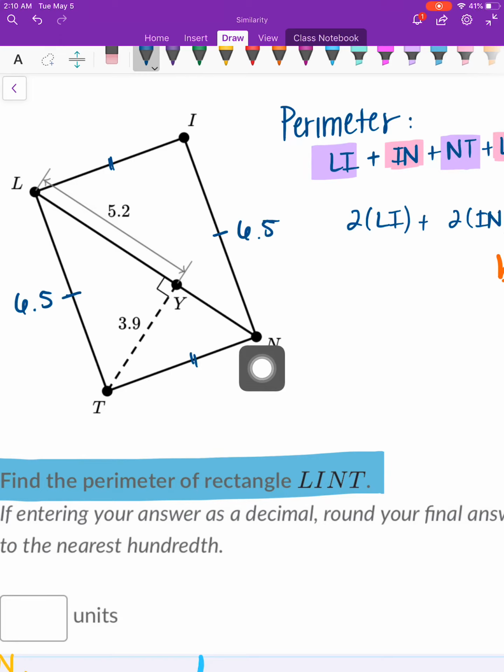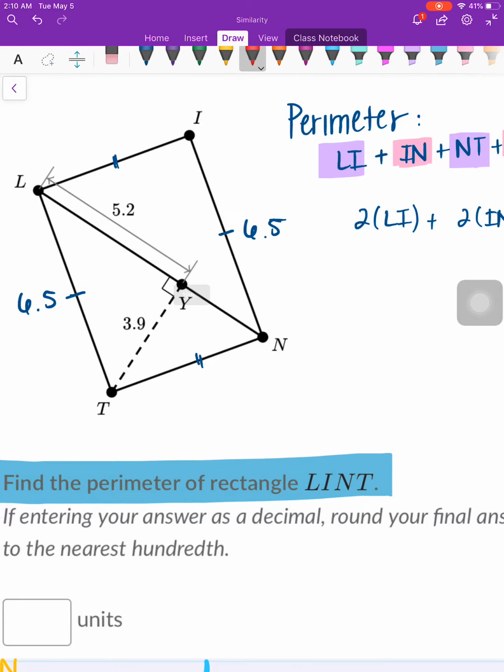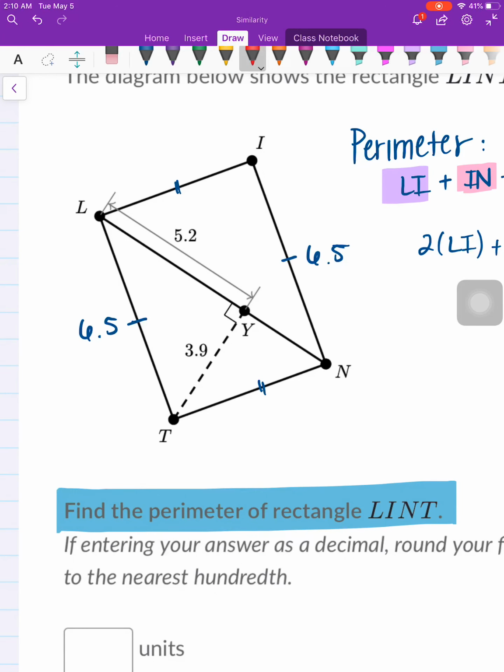And in order to do this, we need to play around with similarity based off the triangles to see what triangles correspond to which. So I do want to go ahead and point out that we are working with the rectangle. Now the angles inside a rectangle, all of them equal 90 degrees. So all of the angles here measure 90 degrees.